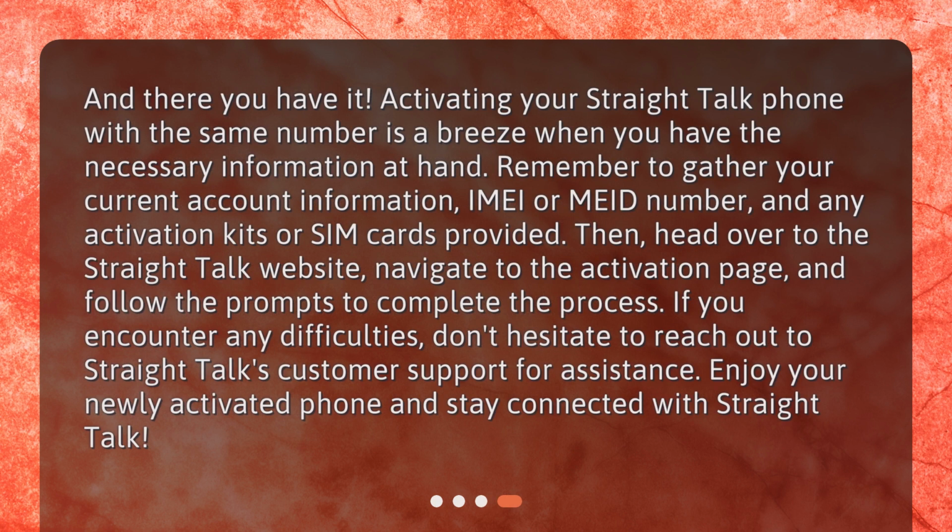And there you have it. Activating your Straight Talk phone with the same number is a breeze when you have the necessary information at hand. Remember to gather your current account information, IMEI or MEID number, and any activation kits or SIM cards provided. Then, head over to the Straight Talk website, navigate to the activation page, and follow the prompts to complete the process. If you encounter any difficulties, don't hesitate to reach out to Straight Talk's customer support for assistance. Enjoy your newly activated phone and stay connected with Straight Talk.